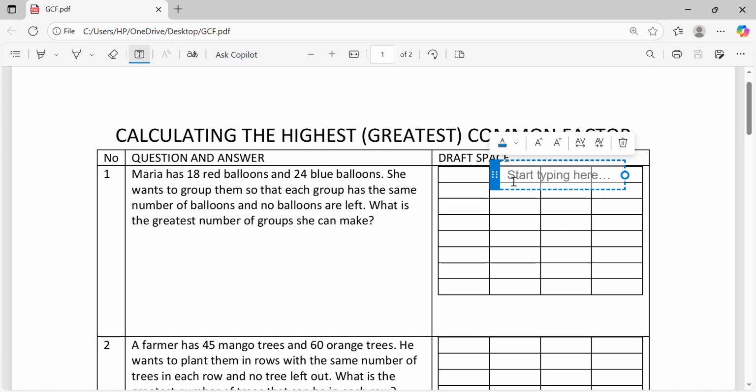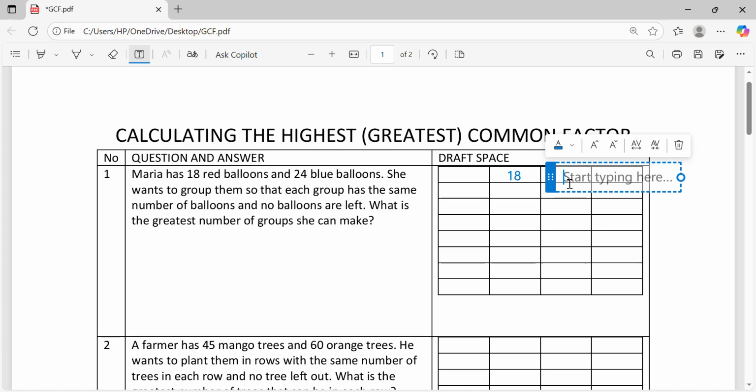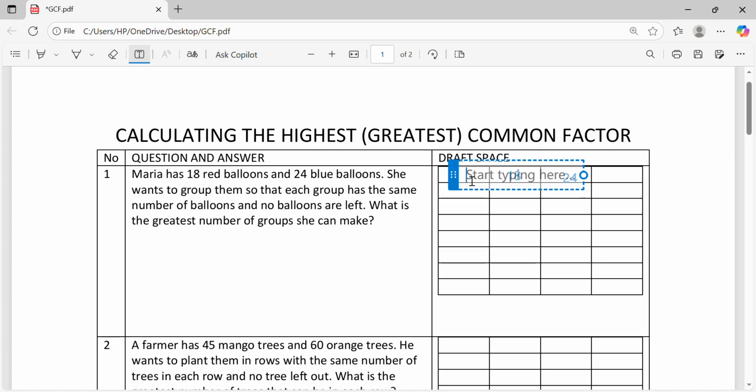For instance, I'll put 18 here and 24 here. Then I start dividing. I will divide by 2 because I see they have even numbers. 18 divided by 2, I will get 9. Write 9 here. 24 divided by 2, I get 12. And again, I have to divide. 12 can be divided by 2 and the remainder is 0, but 9 cannot work with 2.